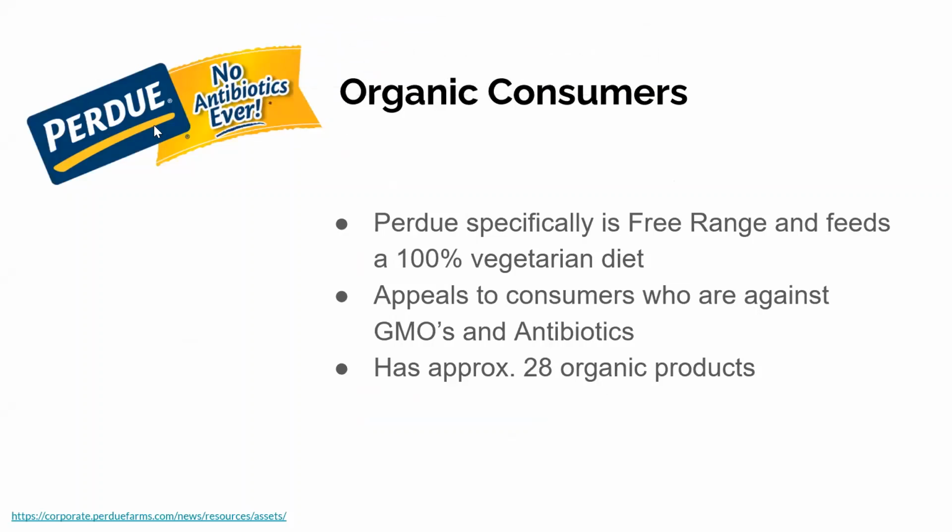Okay, so Purdue mainly appeals to organic consumers. They are specifically free range and they feed their poultry a 100% vegetarian diet. And so they appeal to consumers who are against GMOs and antibiotics. According to their website, they have approximately 28 organic products, and that ranges from cuts of poultry to different products they've come up with, like chicken nuggets.